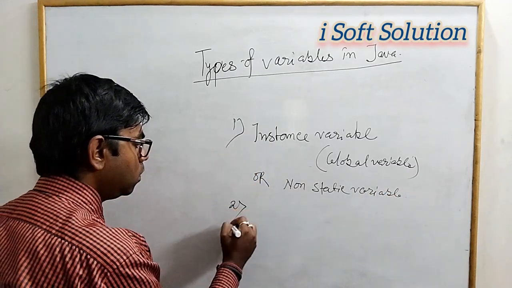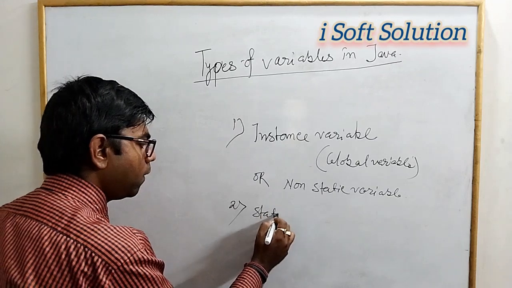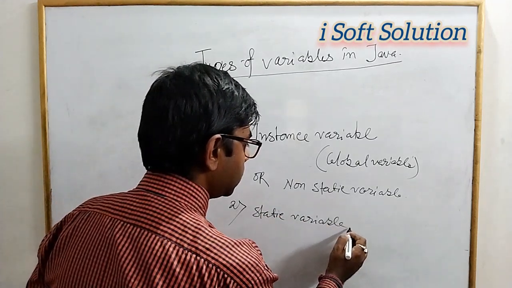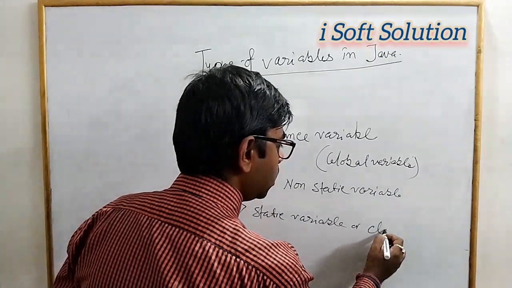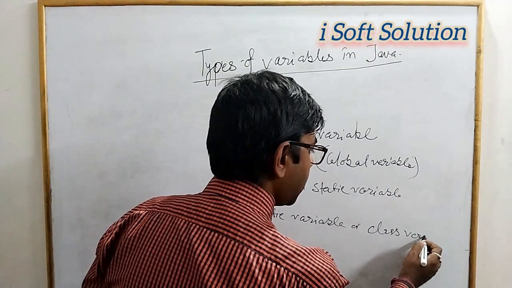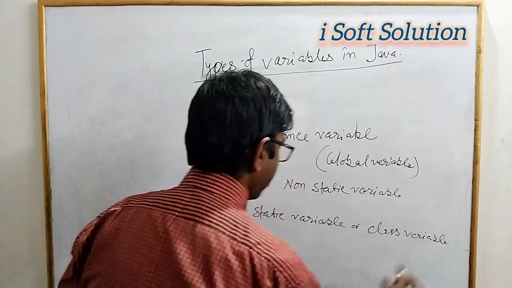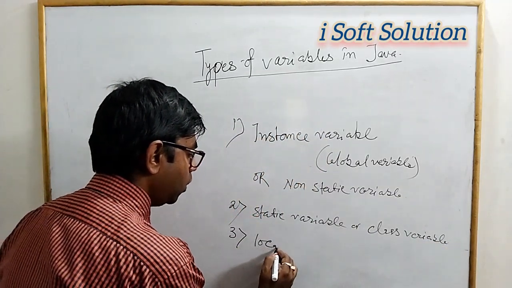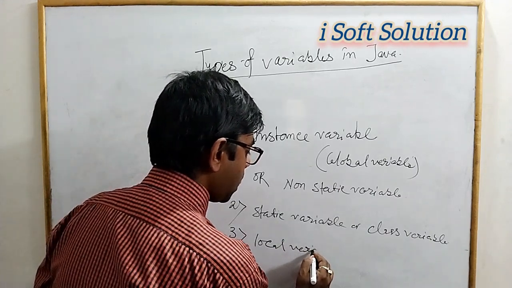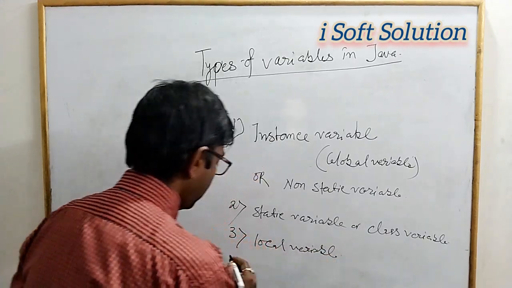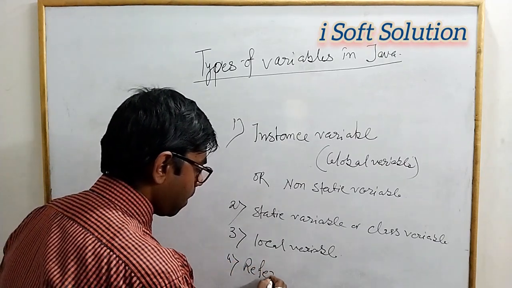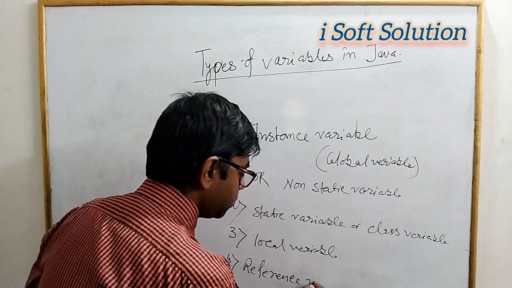Number two, static variable or class variable. Number three, local variable. And number four, reference variable.